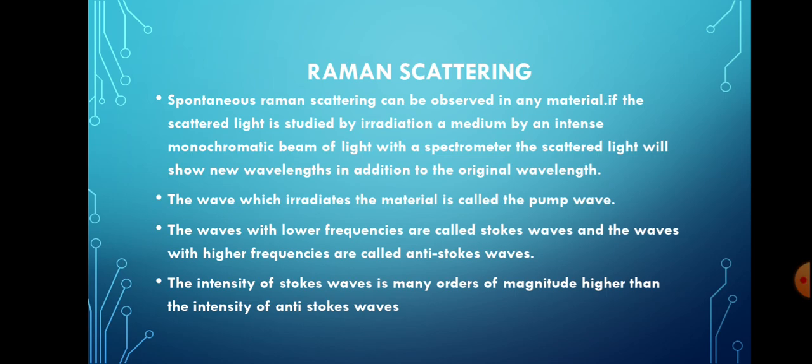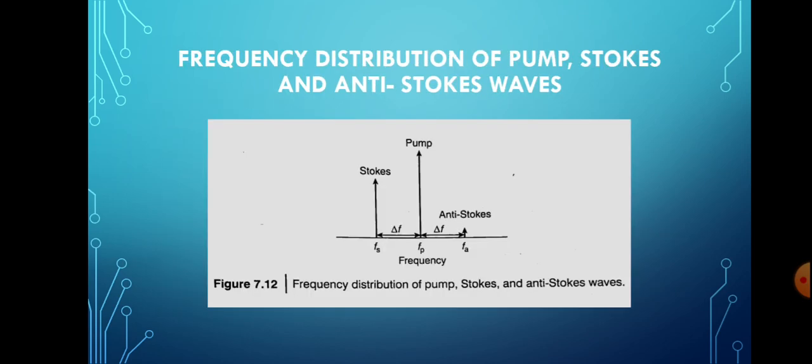And usually this scattering occurs due to the vibrational modes of the material, and the wave which is incident on the material, that means the wave which irradiates the material, is called the pump wave. The intensity of the Stokes waves is many orders of magnitude higher than the intensity of the anti-Stokes waves. And let us see the frequency distribution of the pump, Stokes and anti-Stokes waves.